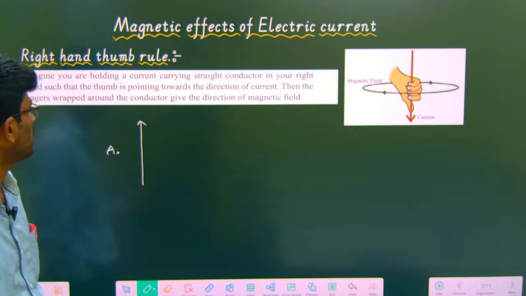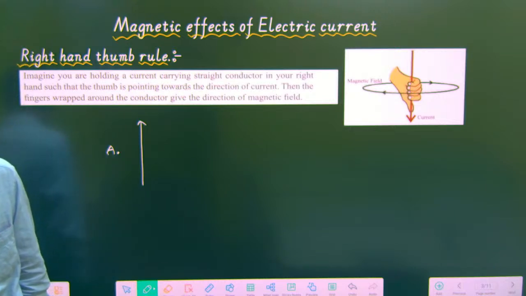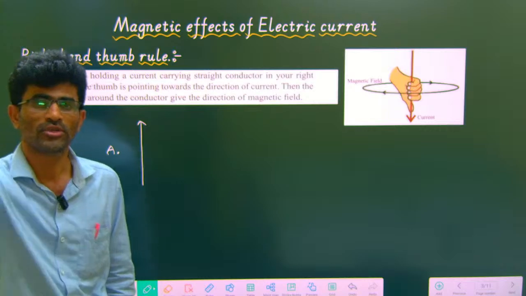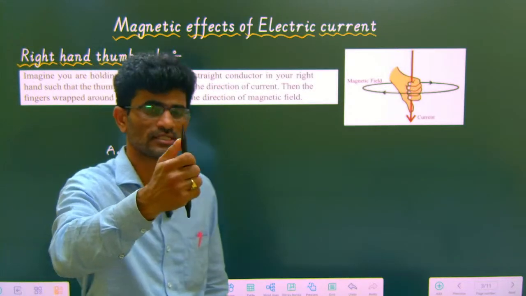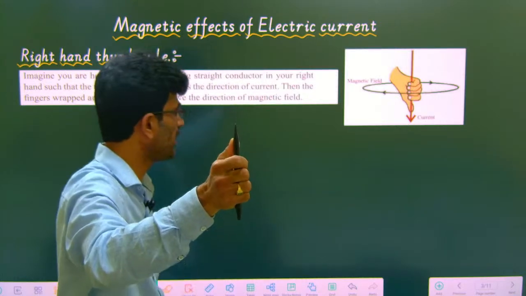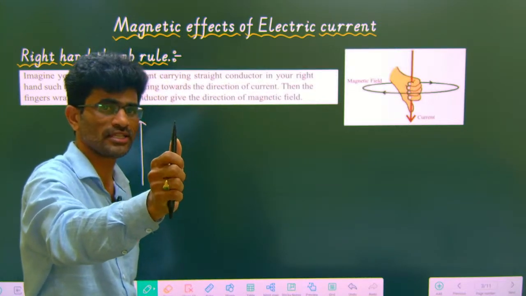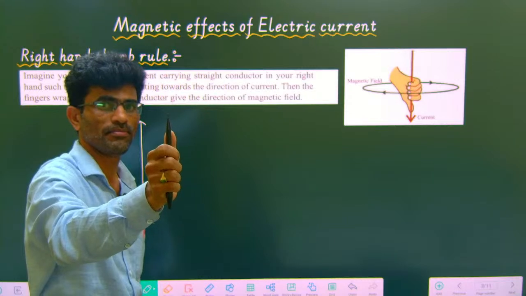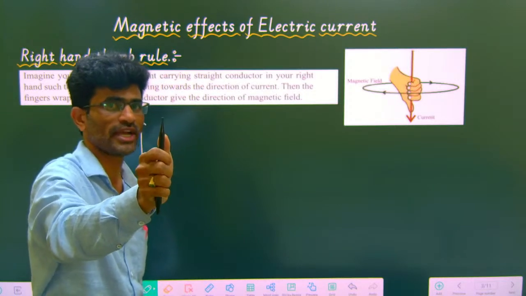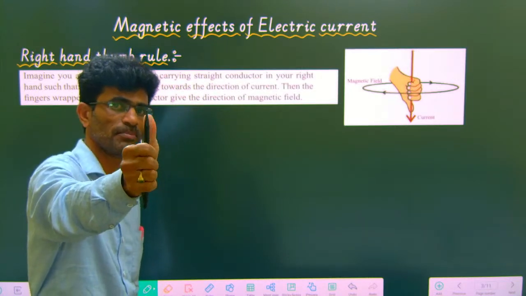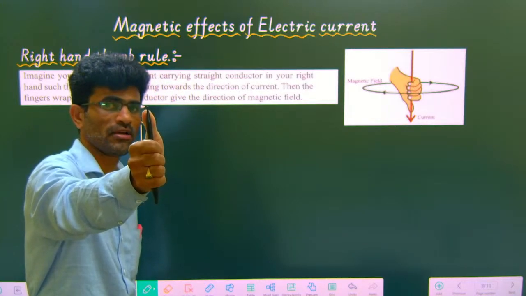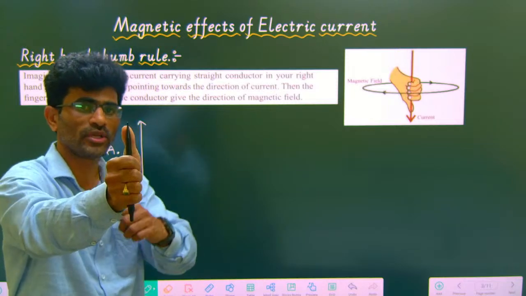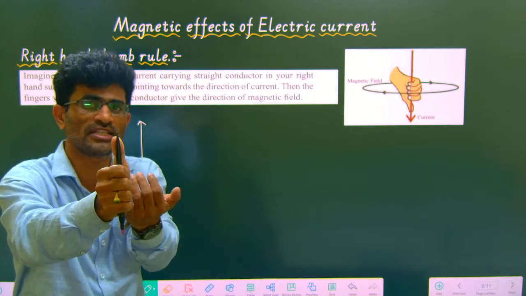Suppose current is going in the upward direction here. Then to understand this, you can take your pen when you are answering the question and hold it like this, because the direction is upward. You have to consider the pen as the current carrying conductor. Then thumb is upwards, so current is going upwards, and the remaining fingers are wrapped around the conductor. Then here you can see, from here it is going inside and from here it is coming outside.